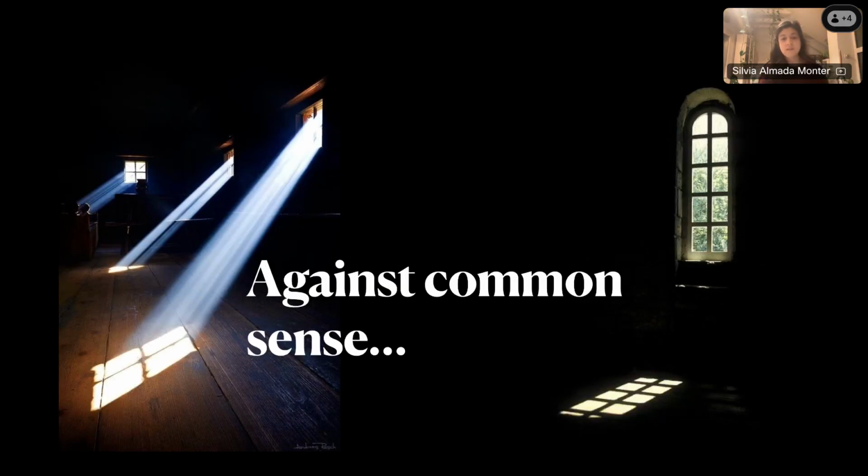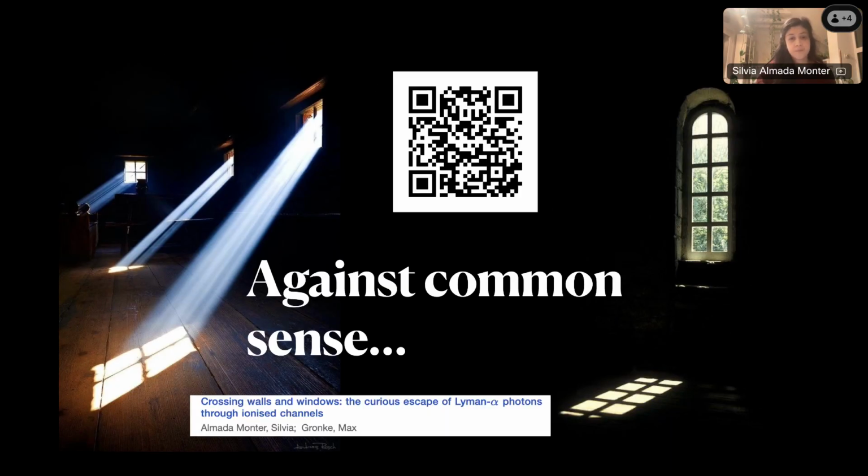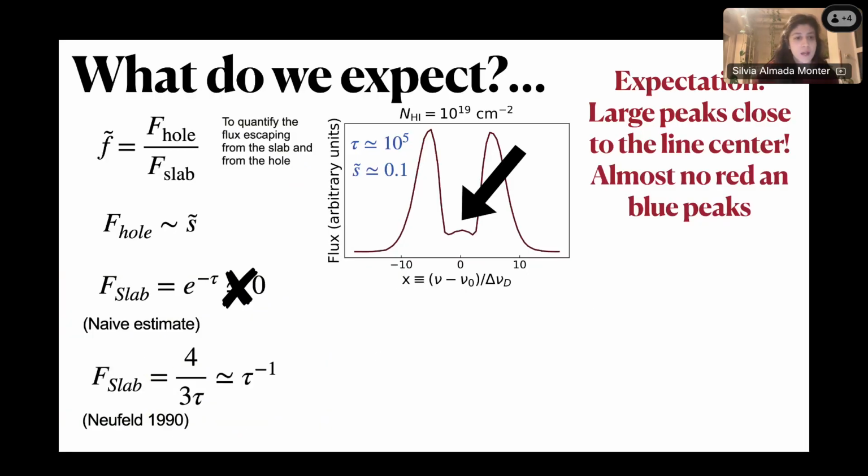This goes a lot against common sense. It is as if we were looking through a window, and we would expect to see light also coming through the walls. And this is exactly what we expect the gas to be for Lyman-α photons, because it's very high column density. Then Lyman-α photons should just crash against the wall and nothing should be transmitted. However, we are seeing some Lyman-α being transmitted through the walls and not only through the windows. This is what inspired the name of our letter, which we published last year, and which is the first part of the paper that I'm presenting now.